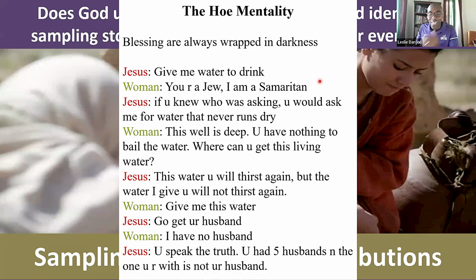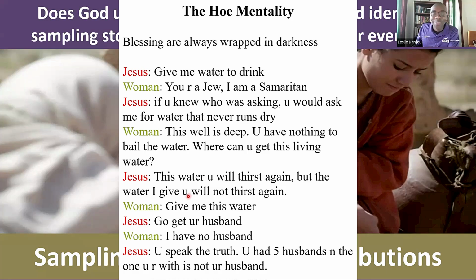So here it is. Jews and Samaritans don't talk to each other, but Jesus is waiting to talk to her. So Jesus sees her and he says, "Give me water to drink." She says, "You are a Jew. I'm a Samaritan." Jesus says, "If you knew who was asking, you would ask me for water that never runs dry." She then says, "This well is deep. You have nothing to draw the water with. Where can you get this living water from?" Jesus replied, "This water you will thirst again. But the water I give you, you will not thirst again." So she said, "Give me that water, man." You know what I'm saying?